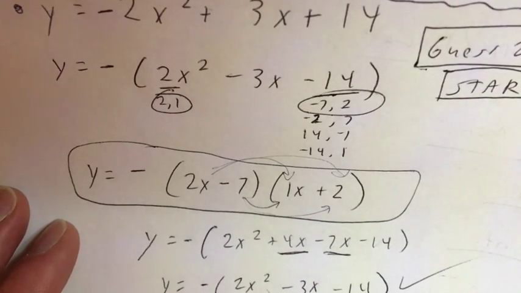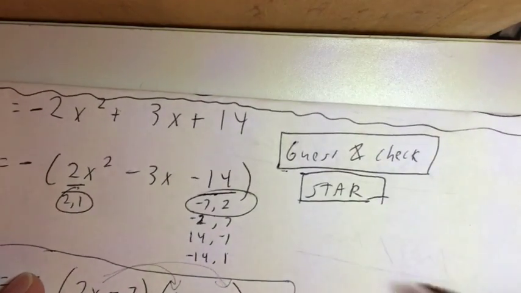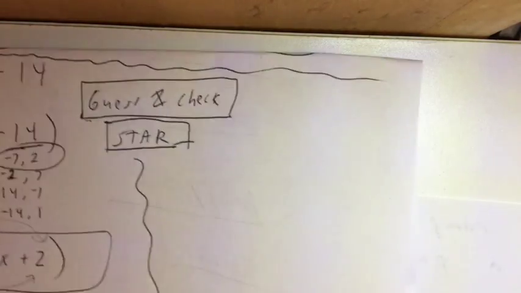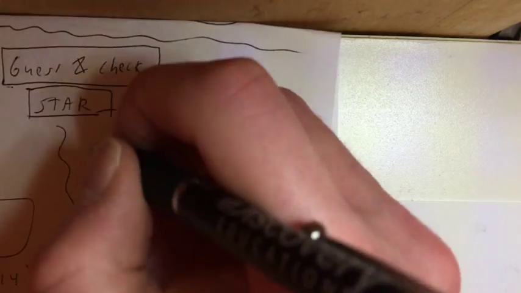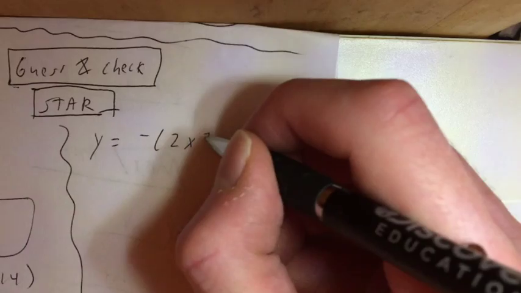Now, if you don't like guess and check, we can do star. I'm going to do that right now, all right? So if you do star, I'm going to kind of write off this, like it's getting kind of messy here. If you do star, I'm going to go ahead and rewrite my equation right here after I factor out the negative, that is.